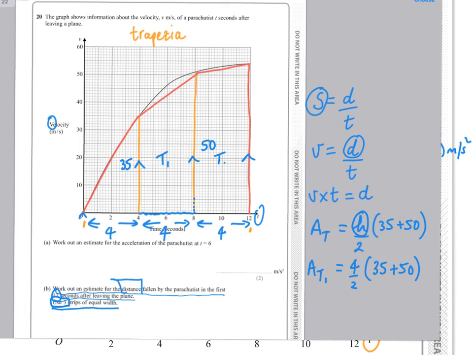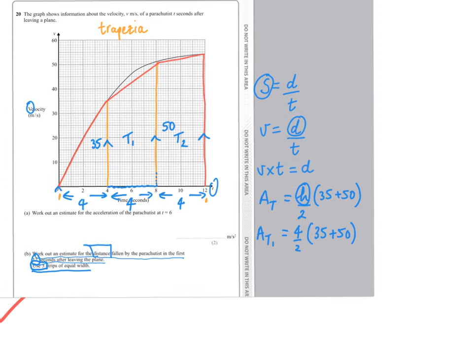How would we find the area of T2? Well, let's have a look at that. I've made a little bit more room for us. So this length here is about 54, I would say. Let's just get my readings correct. Yeah, I'd say that's 54. So the area of trapezium 2 would be the common height of it, which is 4, divided by 2, lots of 50 plus 54.